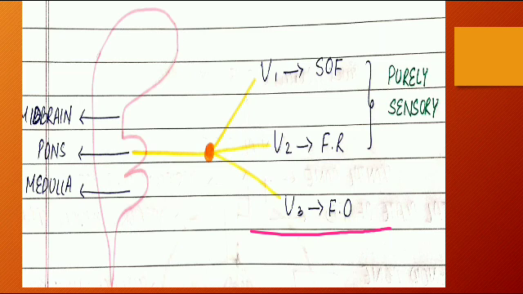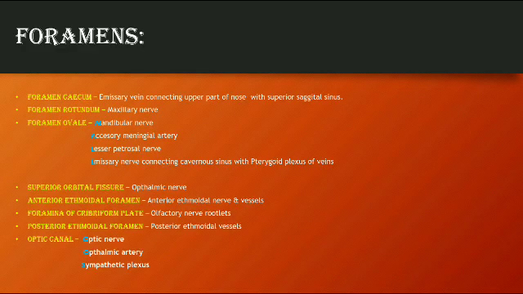The rest two move further upwards and forwards, and V2 then dips into the foramen rotundum and forms the maxillary nerve, whereas the last one moves further forwards and enters the superior orbital fissure and forms your ophthalmic nerve. Okay, now V1 and V2 are purely sensory in nature, whereas V3 is mixed. So in this particular slide, we have all the foramens and their contents, which we will go through one by one. So starting with the foramen cecum.